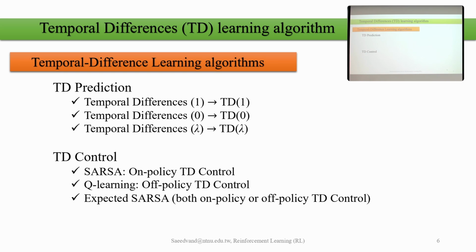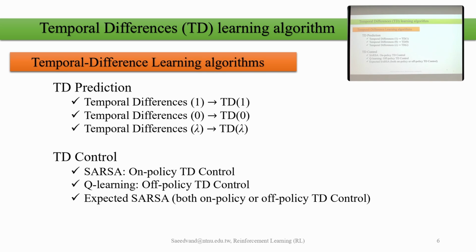So that is TD prediction. On the other hand, we have TD control to solve different kinds of problems. In TD prediction, we are going to see three different algorithms. Two of them are almost very simple, and for the third one we need to know some more parts. Today we are going to discuss these three: temporal differences 1, temporal differences 0, and temporal differences lambda.